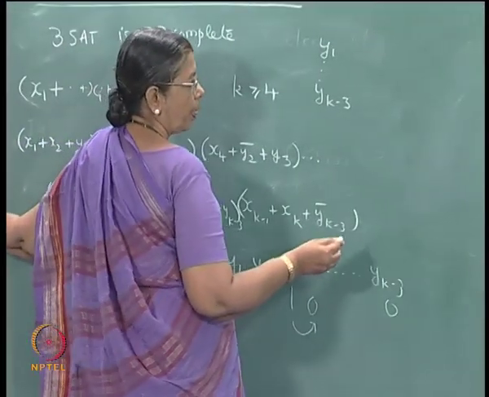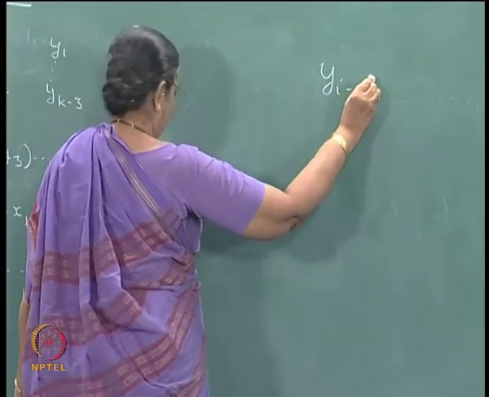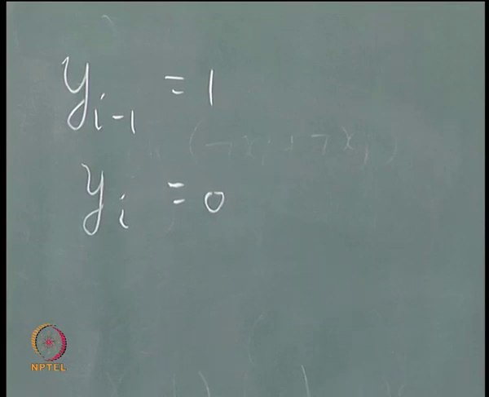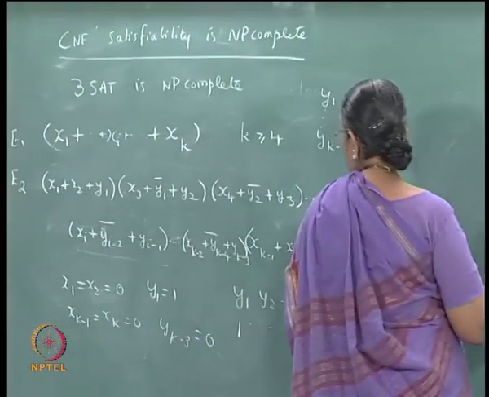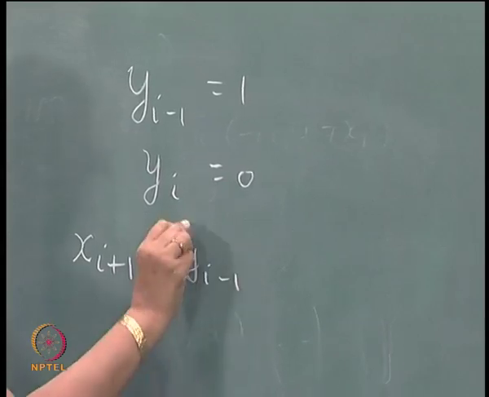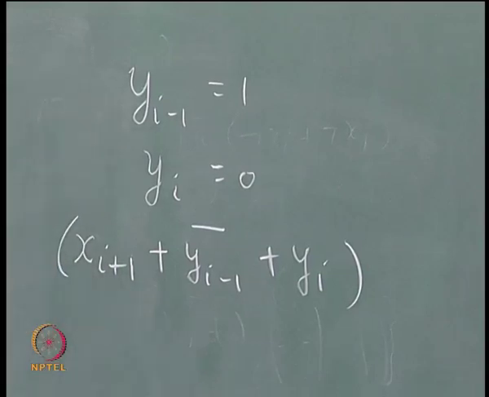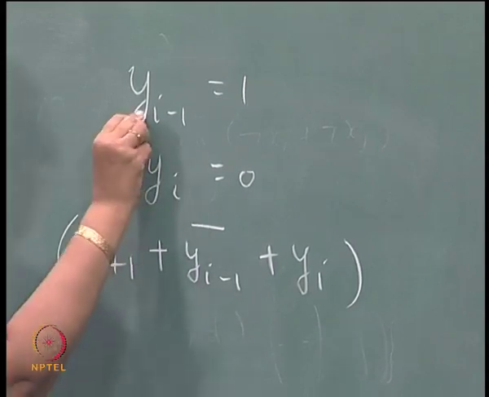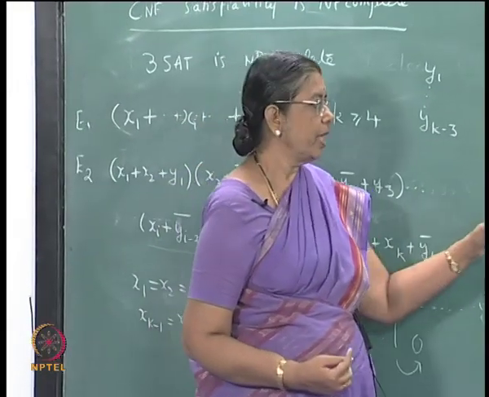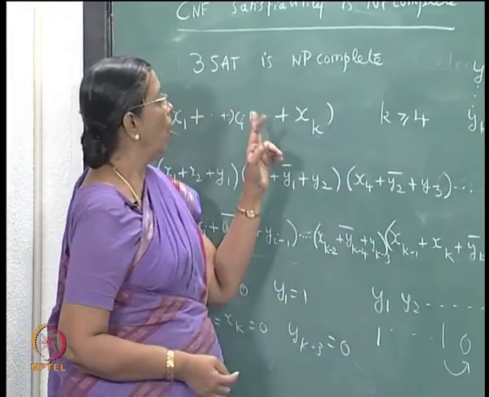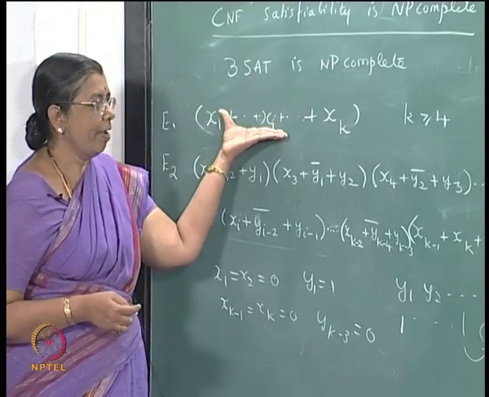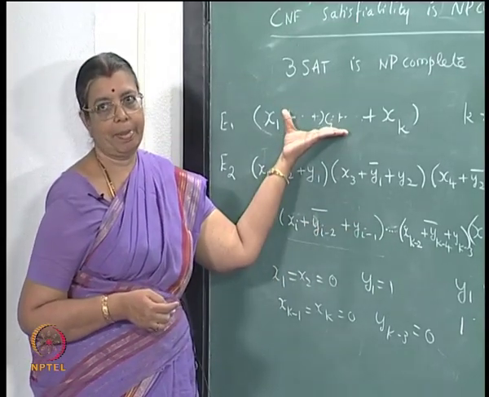That is, y i minus 1 is 1, y i is 0. And here you have a factor x i plus 1 plus y i minus 1 bar plus y i. There will be a factor like this, right? And since y i minus 1 is 1, this is 0, and this is 0. So, this has to be 1. Every factor must evaluate to 1. So, there should be one literal which evaluates to 1, and then this expression becomes 1. So, if this is satisfiable, this is satisfiable, and if this is satisfiable, this is satisfiable, right.